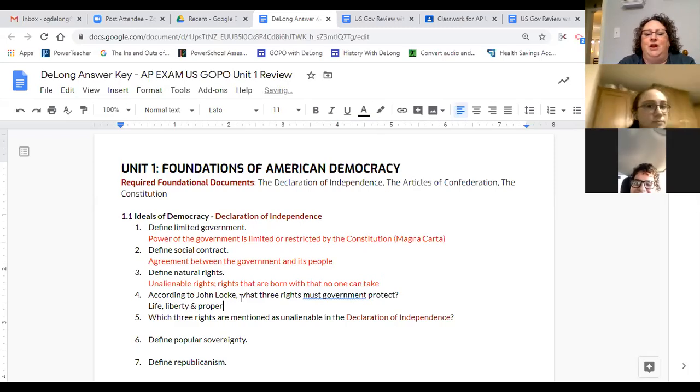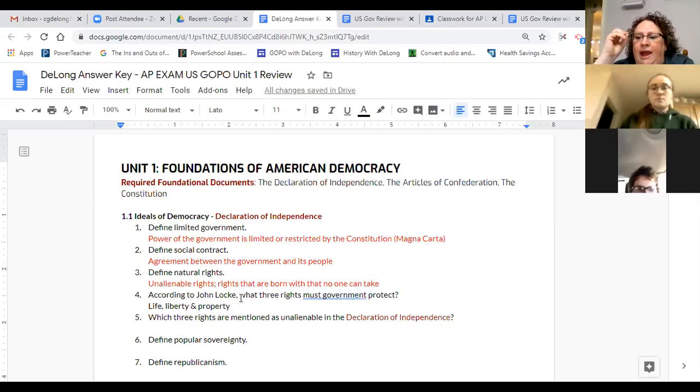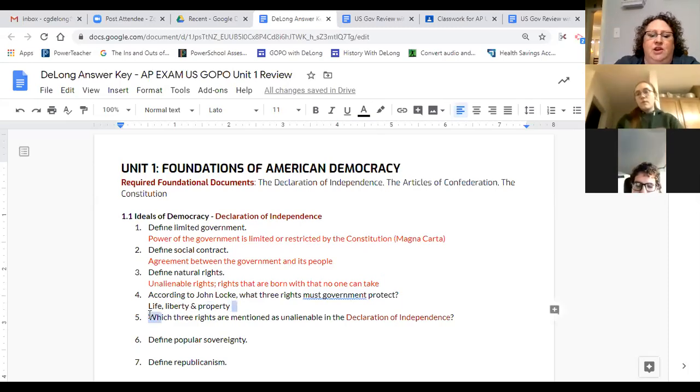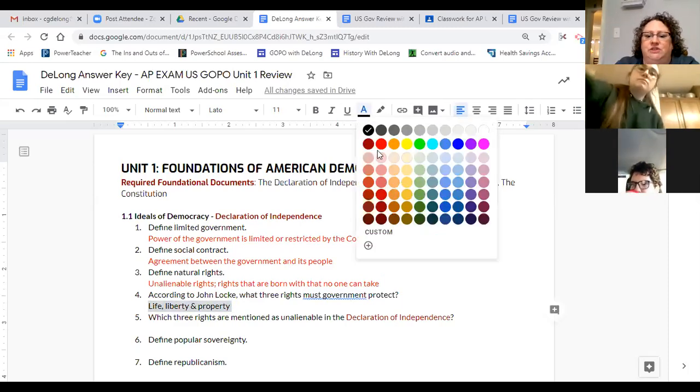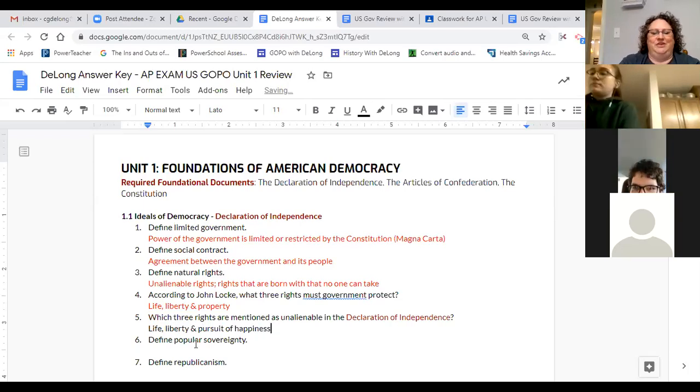Life, liberty, and property. Remember that Locke thought that property was the most important right, and what then Jefferson changes that to, does somebody want to take that one instead of Zane? Changes it to life, liberty, and what are we pursuing? Pursuit of happiness. Thank you, Nathan. So the pursuit of happiness. Okay.